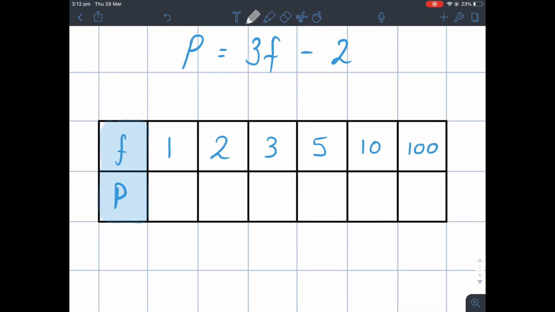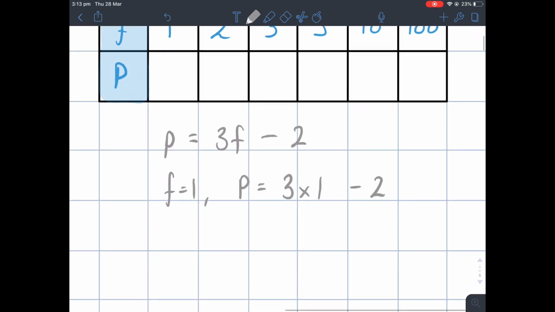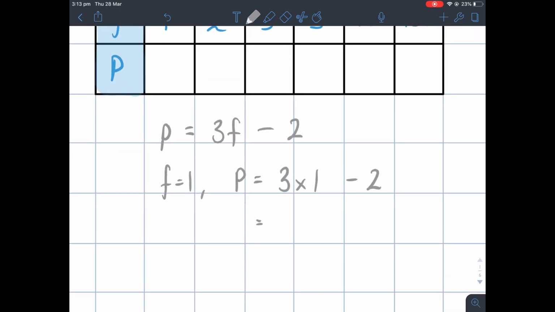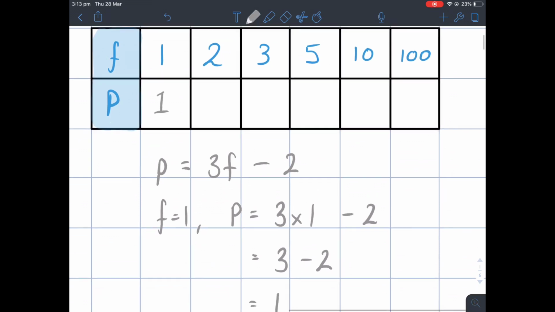So again, if we show some working out for the first few, so p equals 3f minus 2. So using f is equal to 1, we end up with p equals 3 times 1, because again 3f means 3 times f, minus 2. Now a little bit of BODMAS here, do the multiplication first, so 3 times 1 is 3, minus 2, 3 minus 2 is 1. So that means when f is equal to 1, p is also equal to 1.